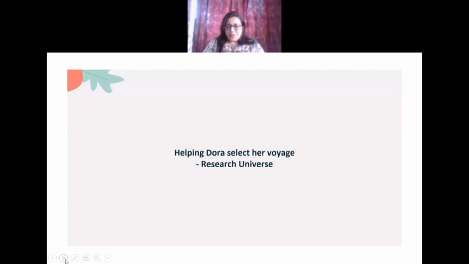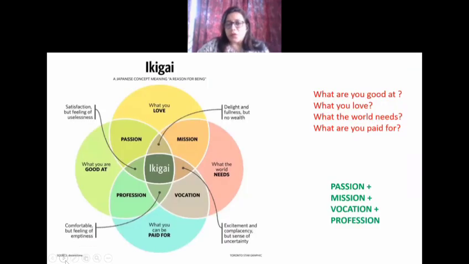So here, let's help Dora select her voyage first of all. She is there. She wants to enter the field of research, the zone of research. But she's wondering, which research universe should I enter? Or in the larger universe, where is my research universe zonal part which I need to trace out? So helping her with this, we can take her through, first of all, an activity somewhat of this nature.